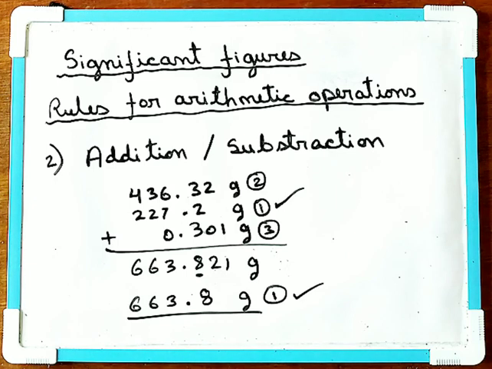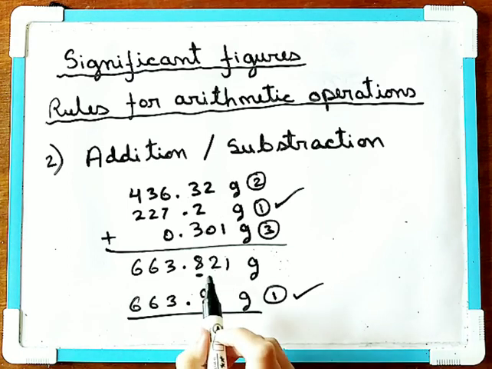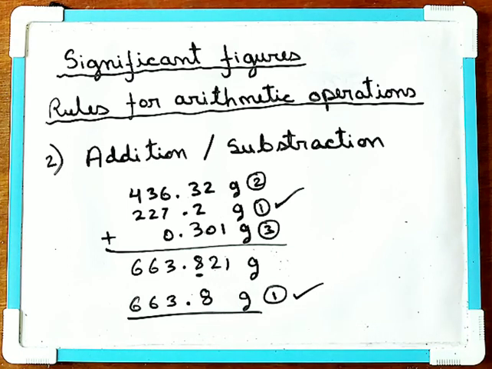So the least number of digits after the decimal point has to be taken as the final result, like in this case. If they are more, then you'll have to round it off. So now we come to rounding off. How do we round it off? I've told you how to round it off.